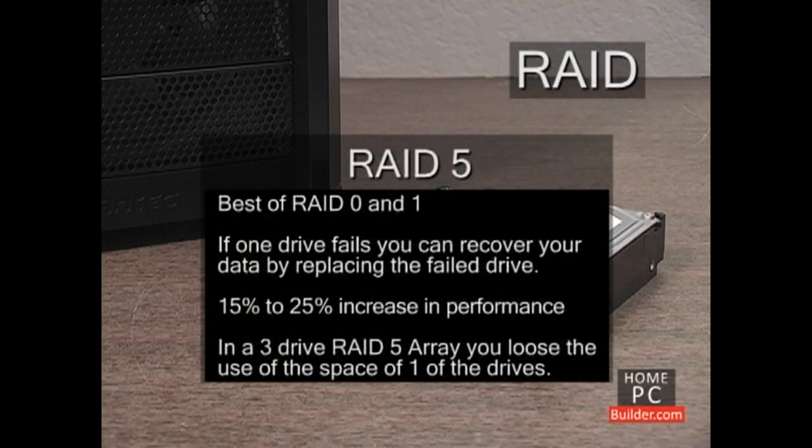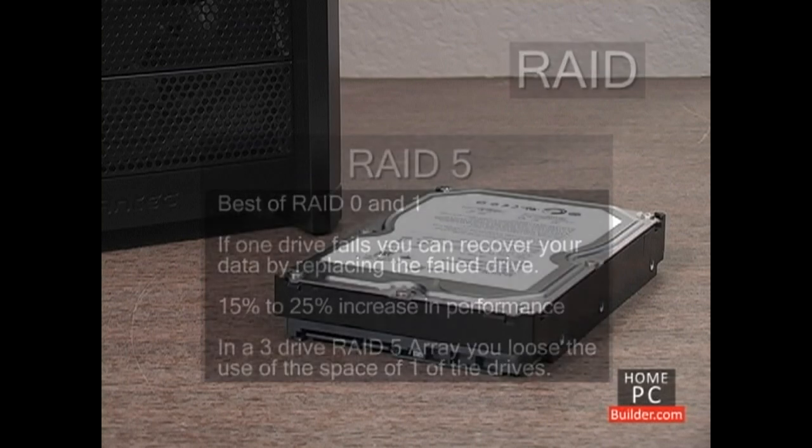RAID 5 combines the striping of data in RAID 0 with the built-in backup of RAID 1. 3 or more hard drives in a RAID 5 array keeps the usable data on 2/3 of the drives' combined space, with 1/3 of the drive space used as the redundant or parity data. If one of the hard drives dies, it can be replaced with a new drive, and the remaining data on the other 2 drives is used to recreate the missing data and get the RAID 5 array back to a fully working state with no data loss. The performance increase over single drives is between 15 and 25%.